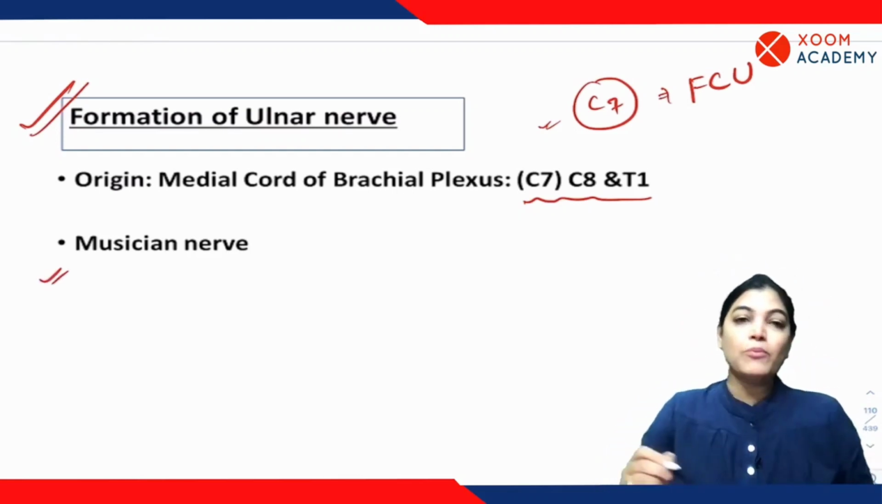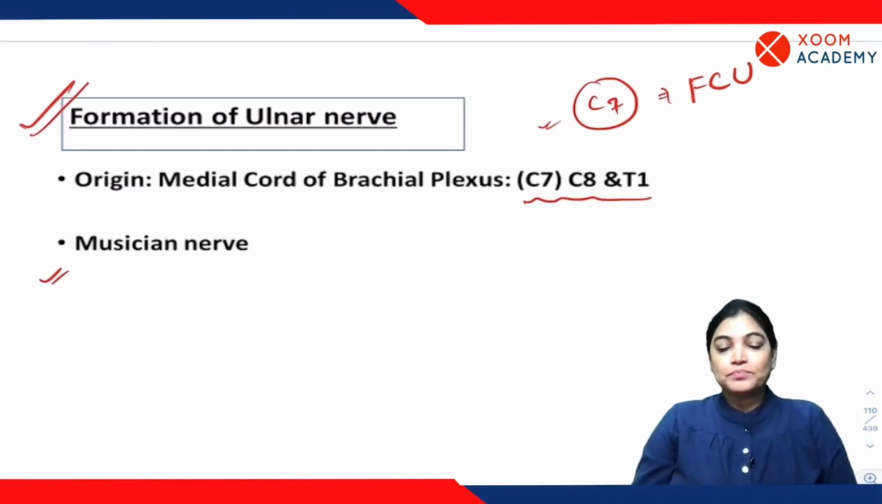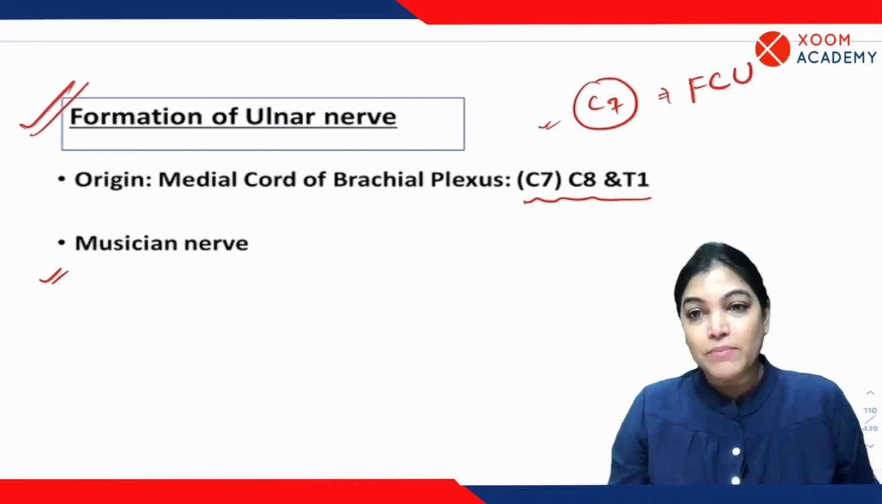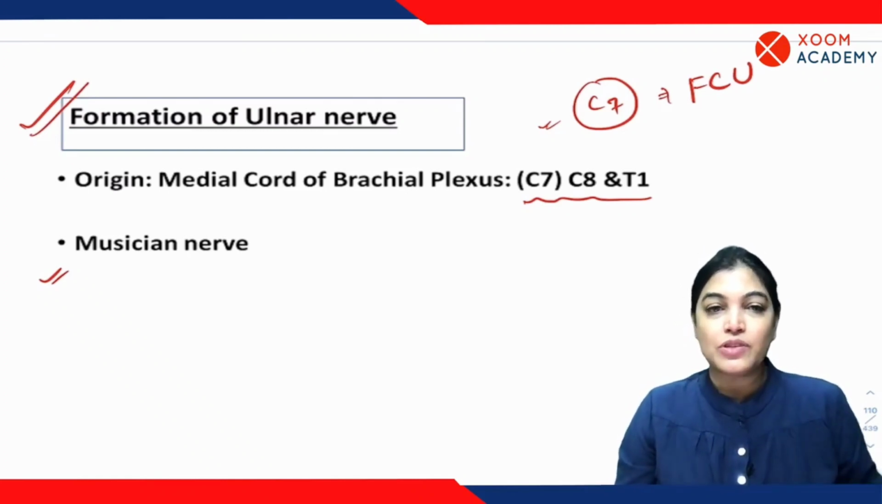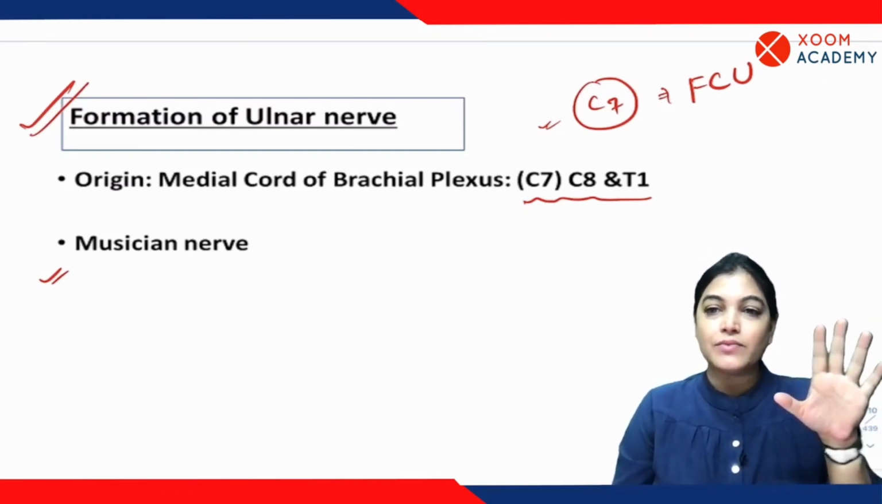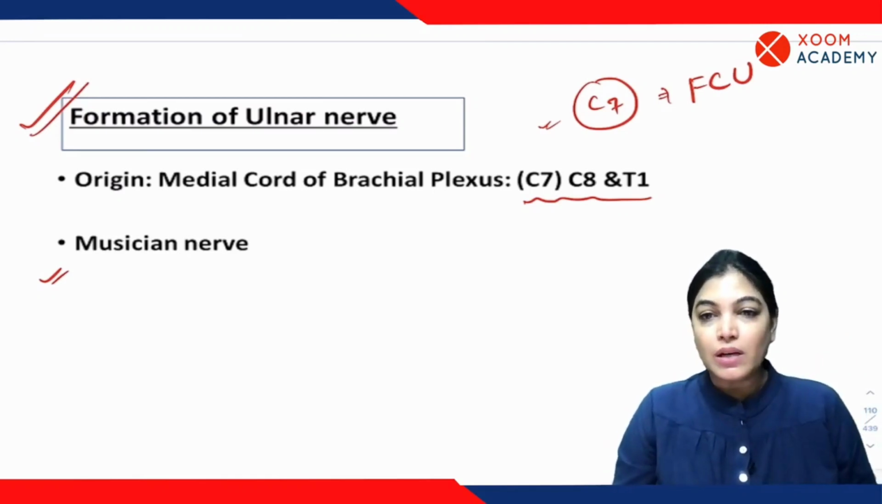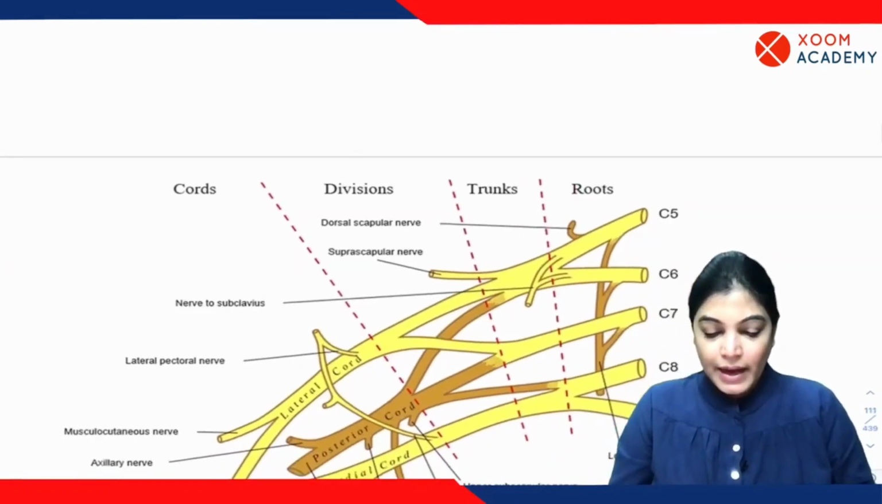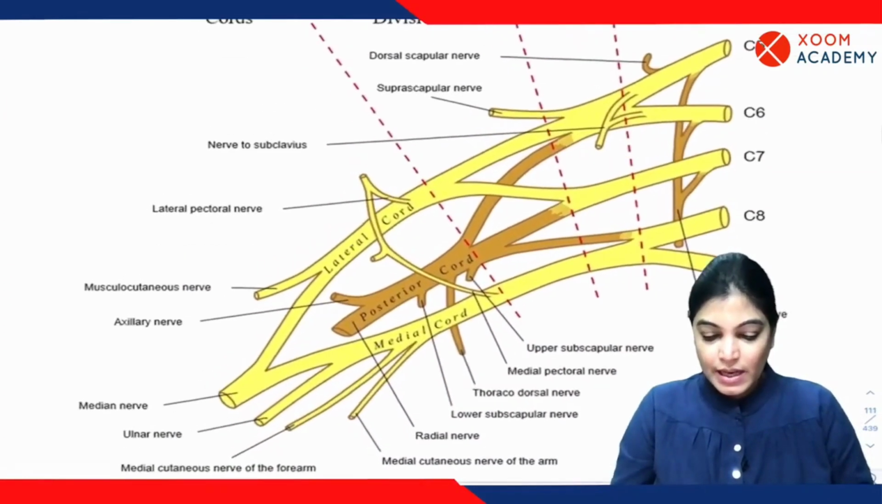Now the other important point about the ulnar nerve is that it gives innervation basically to the intrinsic muscles of the hand. It innervates most of the intrinsic muscles of the hand, so it is also termed the nerve of fine movements. Now, I would like to show you this. So let me just enlarge this diagram.